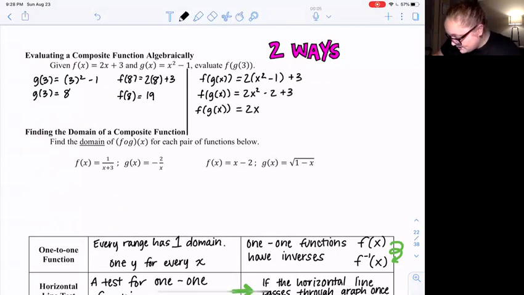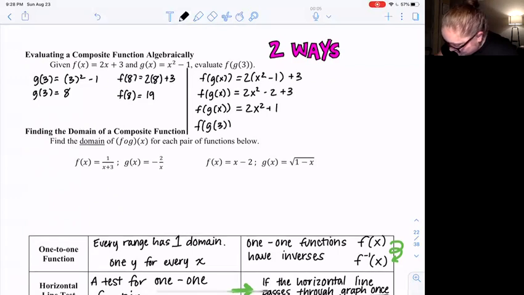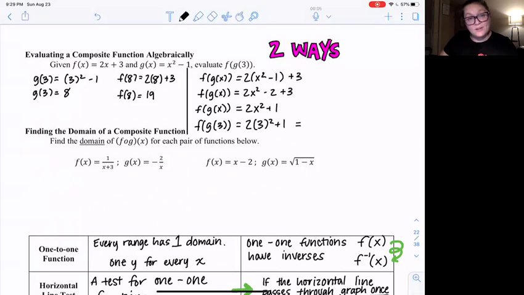2x squared plus 1. Now, you're going to plug in that 3 value because that's what you wanted in the first place. So f of g of 3. And since you already have the composition, you can just plug this 3 value in. So 2 times 3 squared plus 1, which 2 times 3 squared is 9. So that's 2 times 9 is 18, plus 1 is 19 as well.